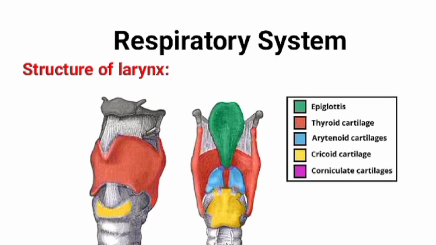The second one is the cricoid cartilage. This lies below the thyroid cartilage and is composed of hyaline cartilage. Next are the arytenoid cartilages. These are two roughly pyramid-shaped hyaline cartilages situated on top of the broad part of the cricoid cartilage. And the last is the epiglottis. This is a leaf-shaped fibroelastic cartilage attached to the inner surface of the anterior wall of the thyroid cartilage.